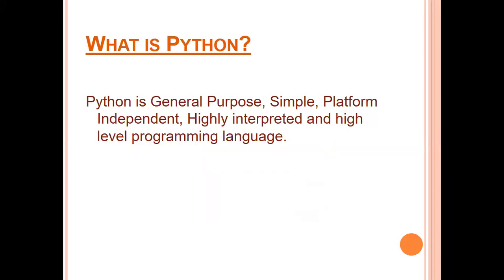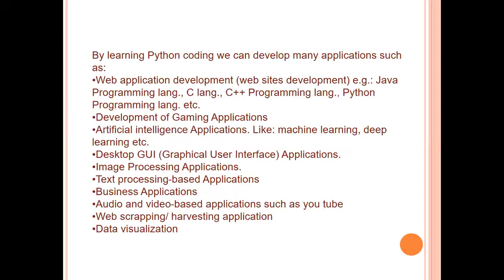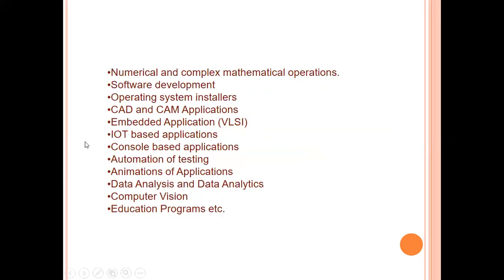The kind of applications we can develop using Python are web applications like website development, then development of gaming applications, AI applications like machine learning, deep learning, etc. Desktop GUI, image processing based applications, text processing based applications, and business applications, video based applications like YouTube, web scraping, harvesting applications, data visualization, software development, numerical and complex mathematical operations, CAD and CAM applications, console-based applications, automation industry for testing, data analysis, data analytics, computer vision and education programs, etc.